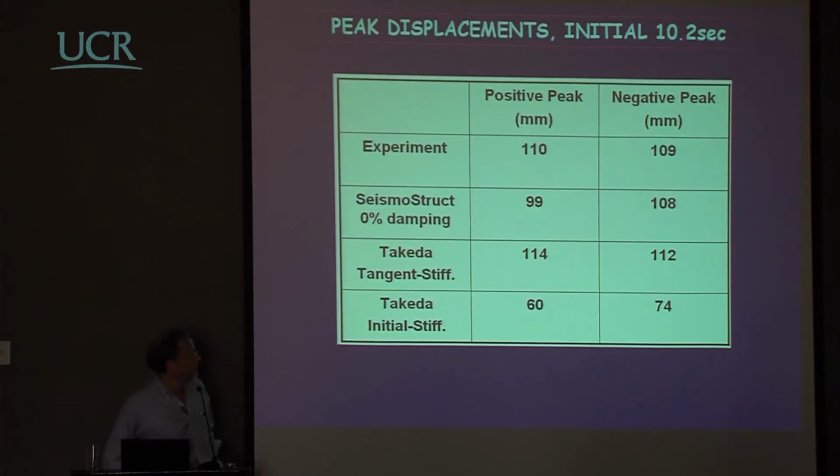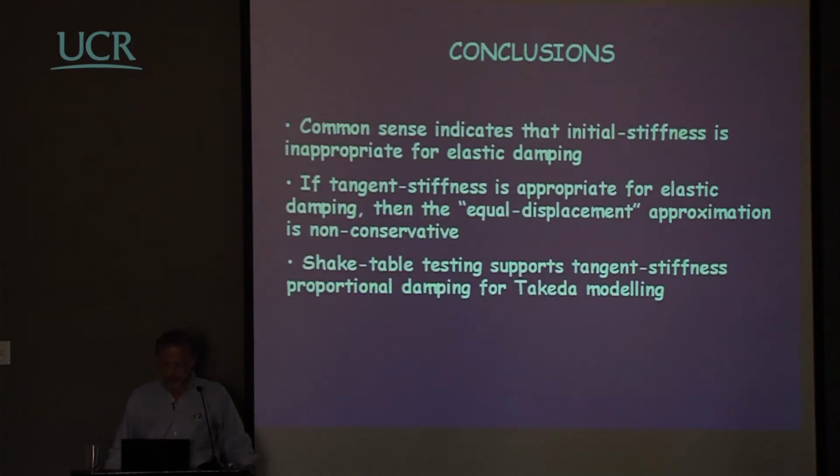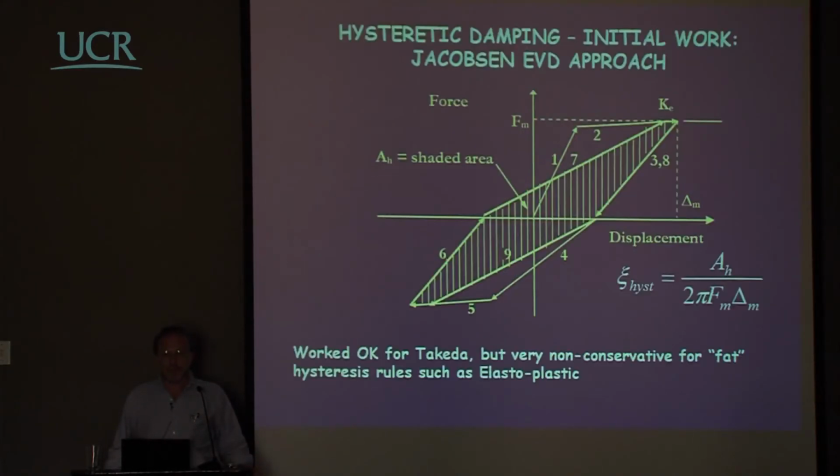And these are the figures, actually. You see the experiments and the prediction that you have with zero damping, with a fiber element, or with a Takeda tangent stiffness in the case of a concentrated plasticity. And you see that those predictions are not too far away from the experimental demand, but if you use a Takeda initial stiffness, you have a prediction which is in the range of 50% less displacement demand. Now, this is just to conclude that we must use tangent stiffness for what concerns the elastic damping.